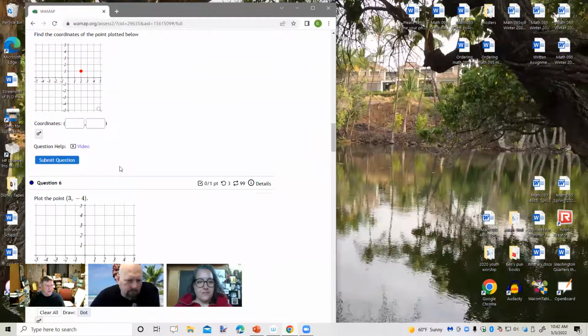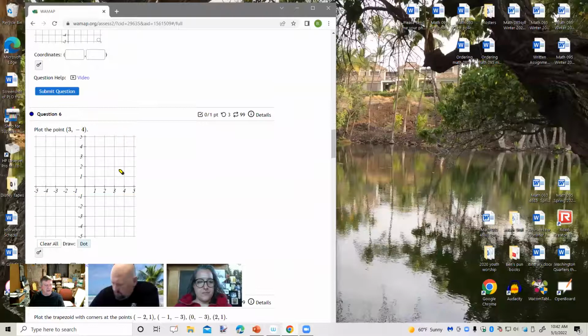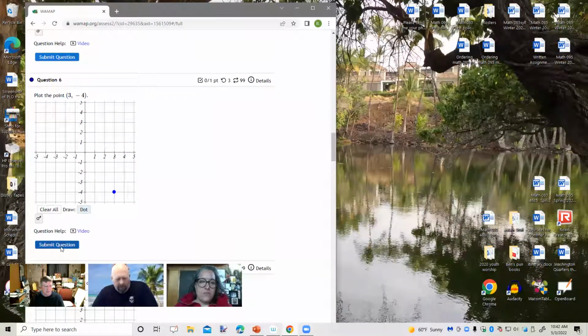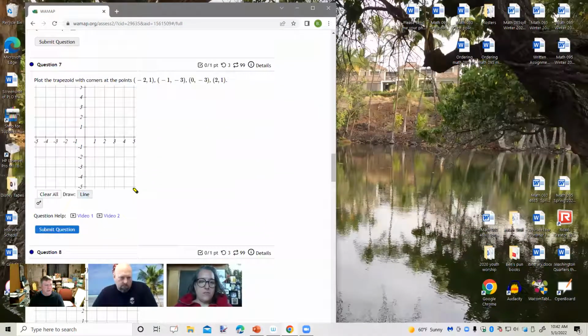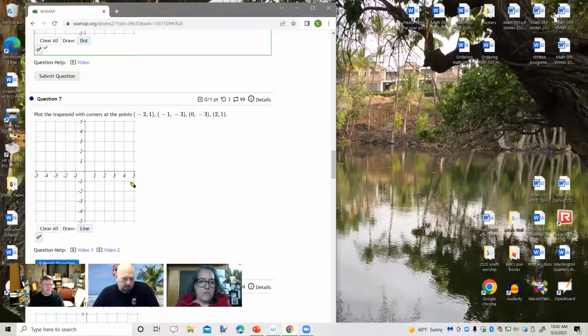Let's see. Now we're back to where it just gives us a single point to plot. So plot the point 3, -4. Okay, and again, if I need to, I can move it around. Any questions there? All right. It says plot the trapezoid with corners at the points.